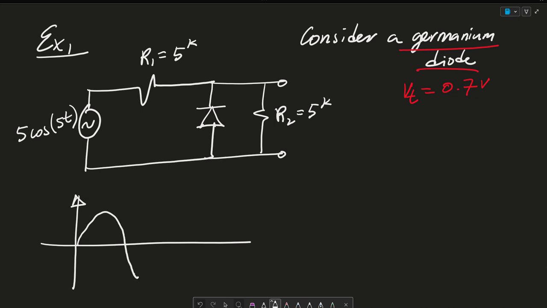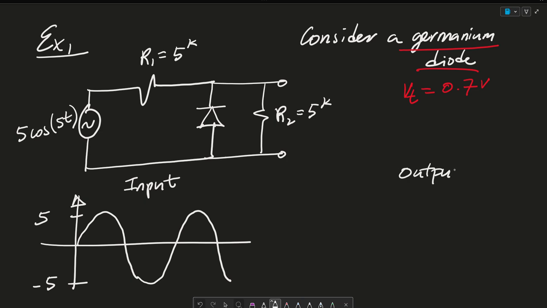So if my input is something like this, and this is 5 cosine, so 5 here, negative 5, this is my input. We ask, what is the output going to be? Essentially, we know that the negative portion of it is going to be clipped. So it's going to look something like this. Let me do it in blue.